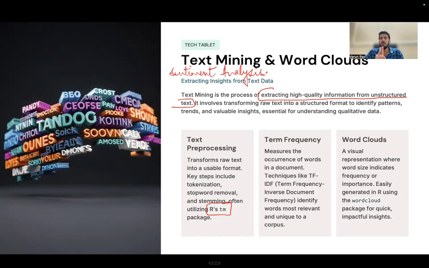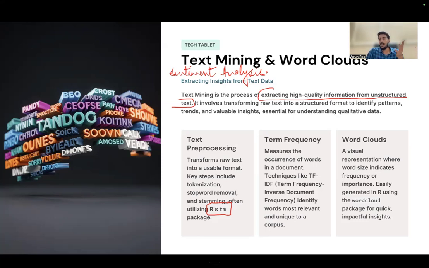Then the second thing that you would be doing is term frequency. You would measure the occurrences of words in a document. Now let us say there are too many words of one specific type, then it means that this word is being very frequently used. Now this is where terms like TF, IDF come into play. TF is term frequency. IDF is inverse document frequency. And this is where you identify the words which are most relevant and unique to the corpus. Why? Because unique words catch the whole text and they extract the information from you.